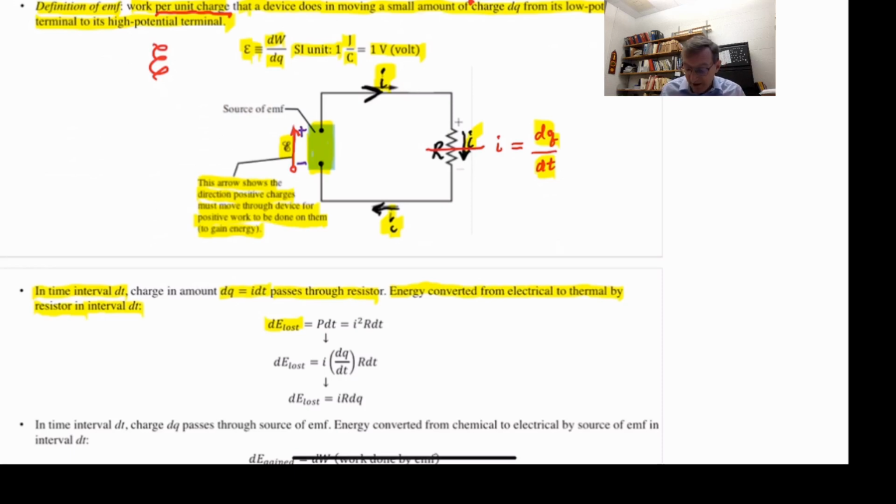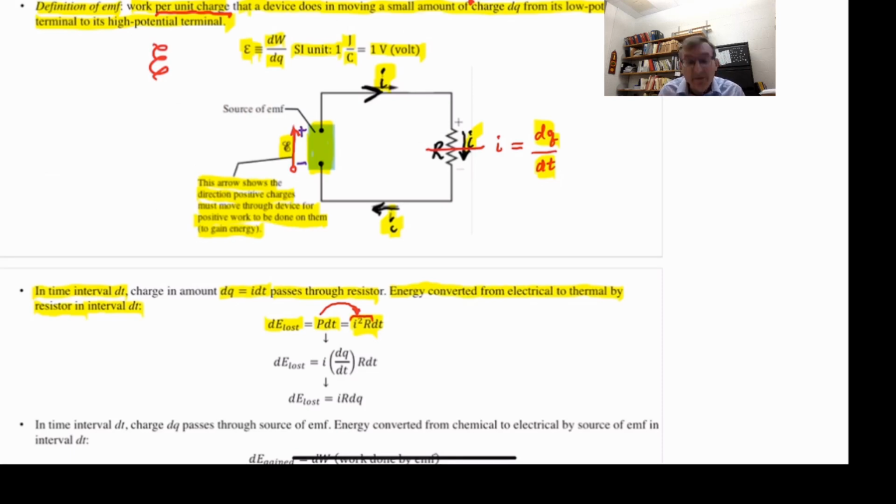Well, that is just from the definition of power. Power equals dE over dt, so dE is power times dt. Take the power associated with the resistor times dt. But we have a nice little formula for power associated with the resistor. Well, at least one way to write it is I squared times R: current through the resistor squared times R. So the electrical energy lost is I squared R dt in a time interval dt.